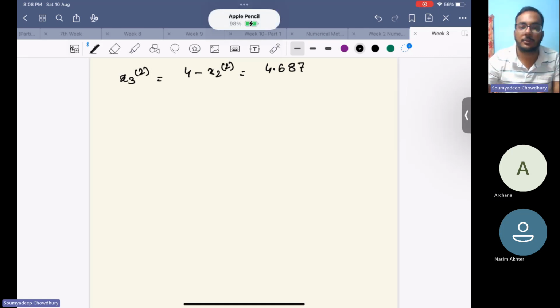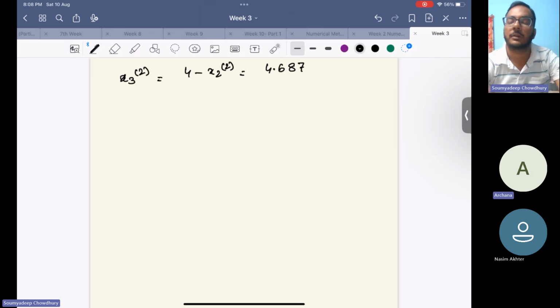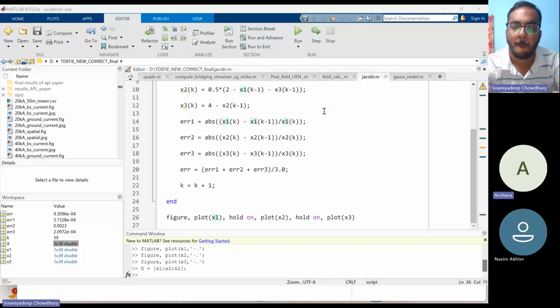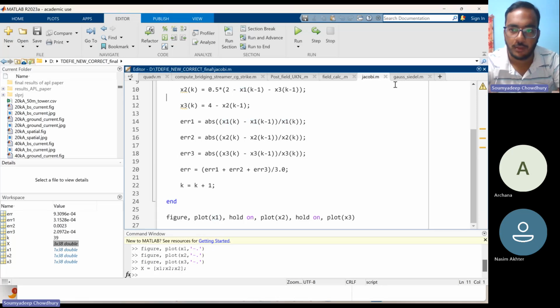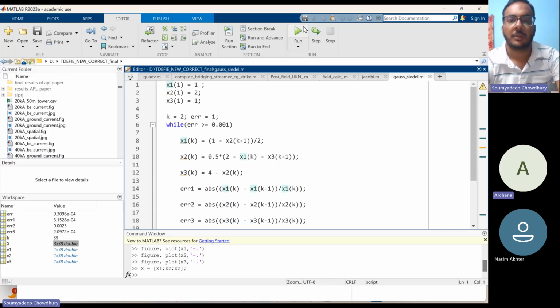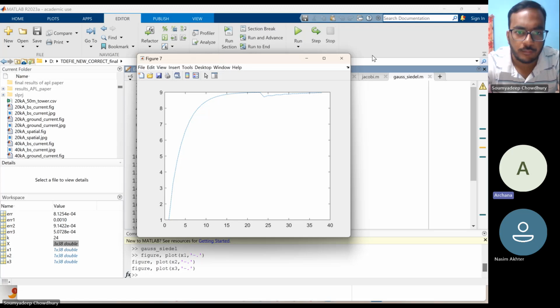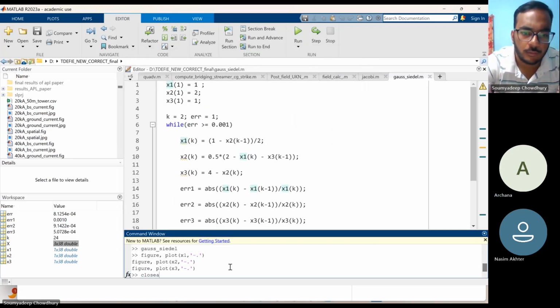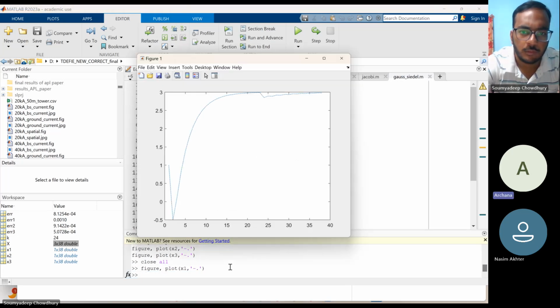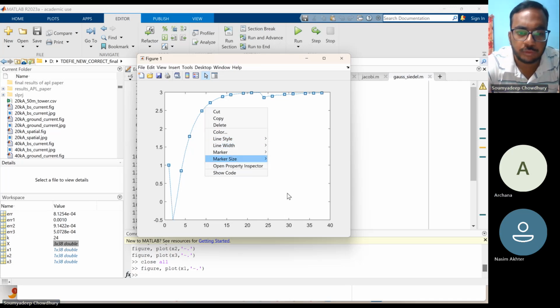Okay. So similarly, I have also written a MATLAB code for this. For the Gauss-Seidel method, you can just see this one. Is the screen visible? Yes, sir, it is visible. Okay. So this is my Gauss-Seidel code. If I plot the Gauss-Seidel result, here you can see the value of x1, right? One second.